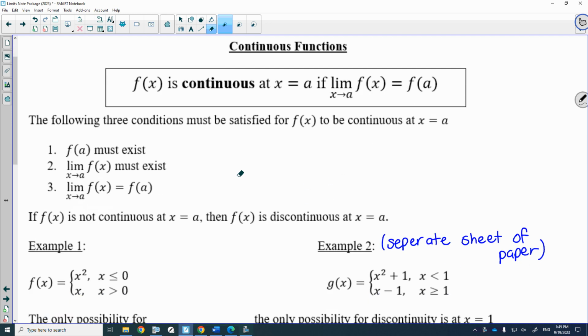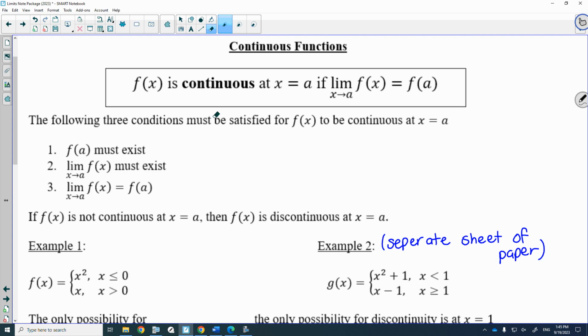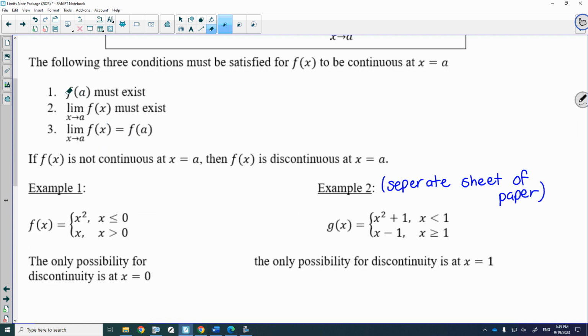Okay, so what we're going to be looking at is piecewise functions, and we've already sort of started this at the start of this lesson. We're going to be figuring out if f of x is continuous at x is equal to a. Three things must occur for our function to be continuous. The first thing it says is f of a must exist.